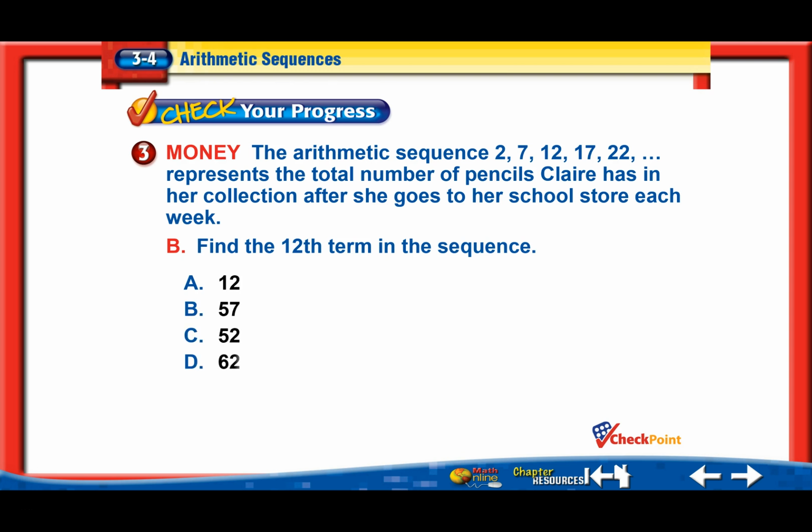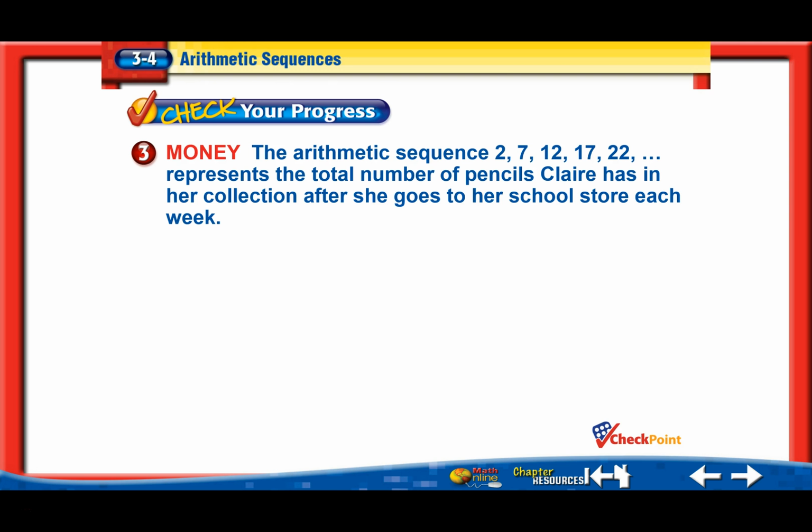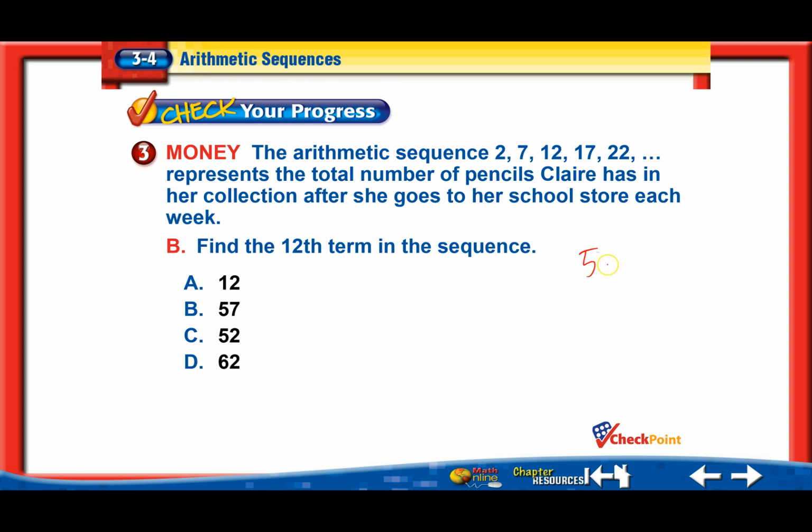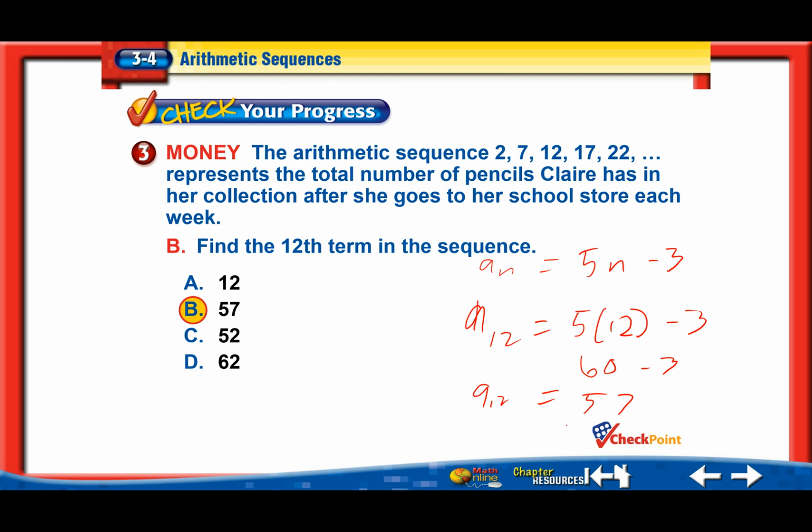All right, find the 12th term in that sequence. So my 5n minus 3 equals a to the n. If we want the 12th, we're going to go a to the 12th equals 5 times 12 minus 3. 5 times 12 is 60, minus 3. That'd be 57 equals a to the 12th. And there we go.